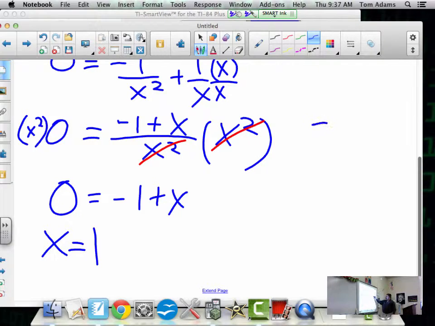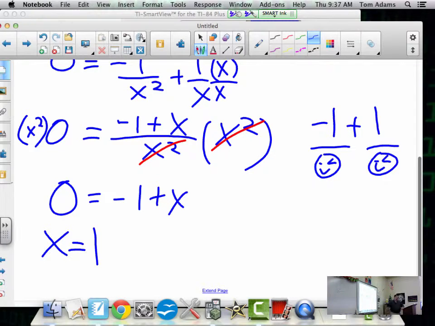In other words, we want negative 1 plus 1 over some value, over that value, right? But that value can't be 0. So 0 could be a solution to this, right? But it can't because it's undefined. Does that make sense? Yes. All right. So our other critical point is 1.